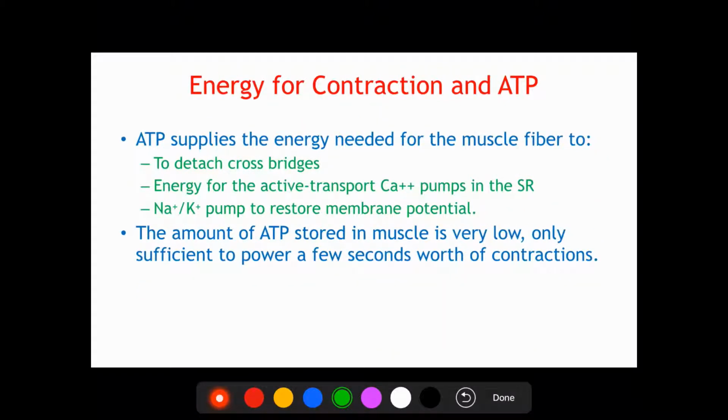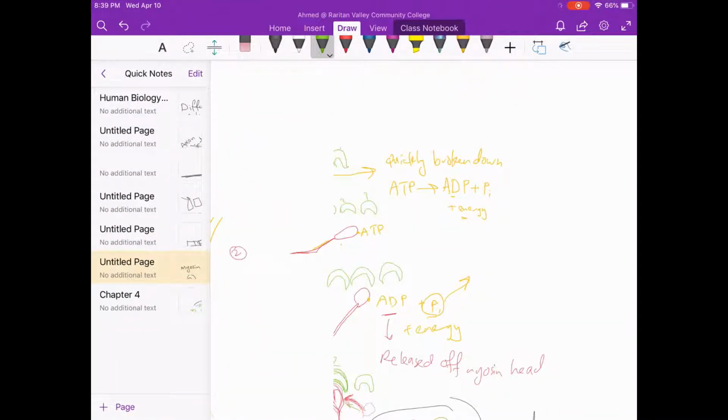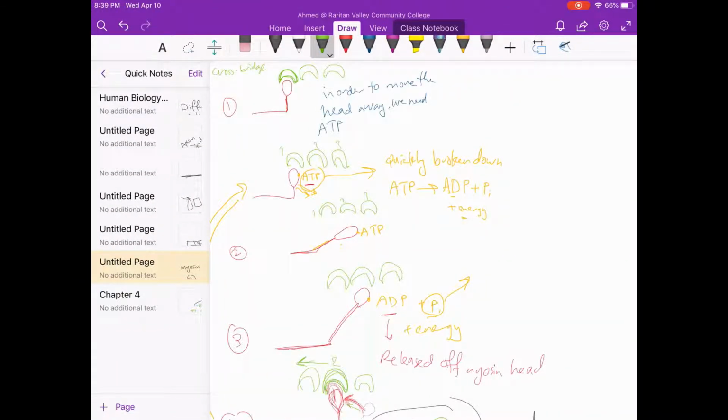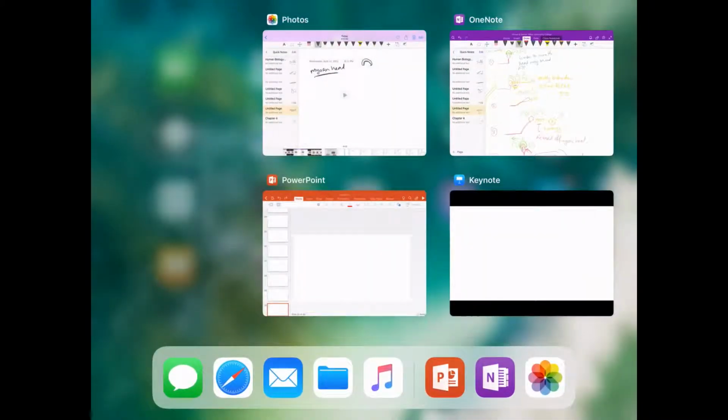The last part is the energy for contraction and the usage of ATP. Technically, during a muscle contraction, we need ATP supplies in three areas. First one is to detach the cross bridges. If you remember here, we said in order for the myosin head to become flat, we need ATP. ATP is required to detach this cross bridge. This is the first one.